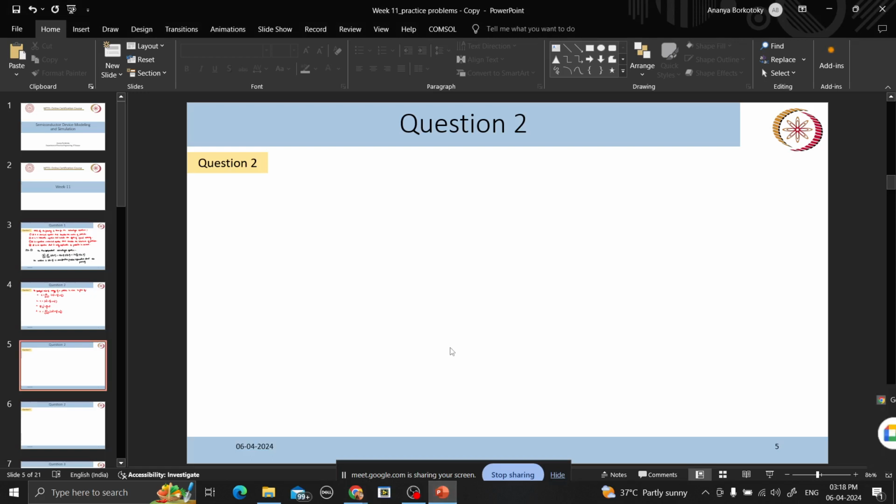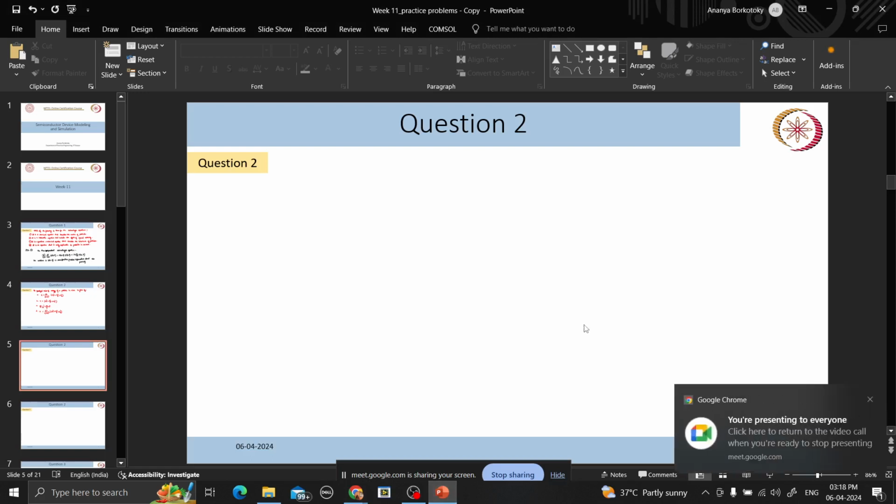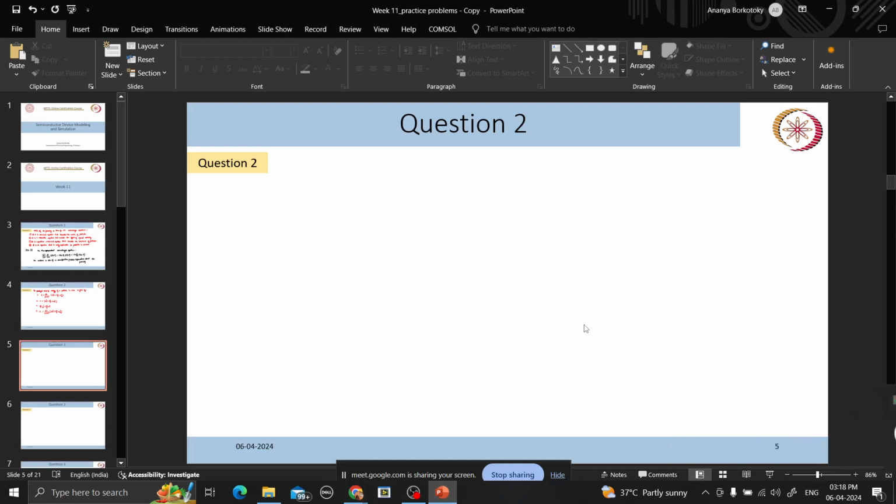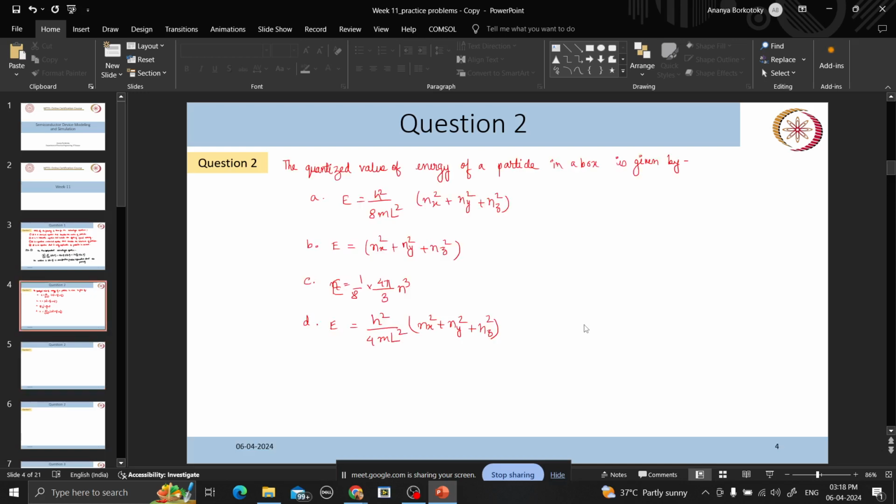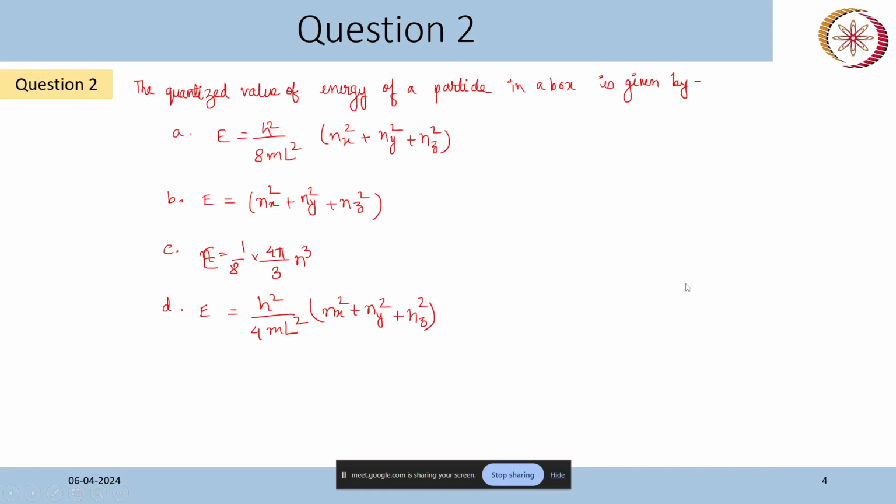I have discussed one question, so I'm going to the next question, question 2. The quantized value of energy of a particle in a box is given by. So the options are given. I will solve the question. You can try to solve it along with me.